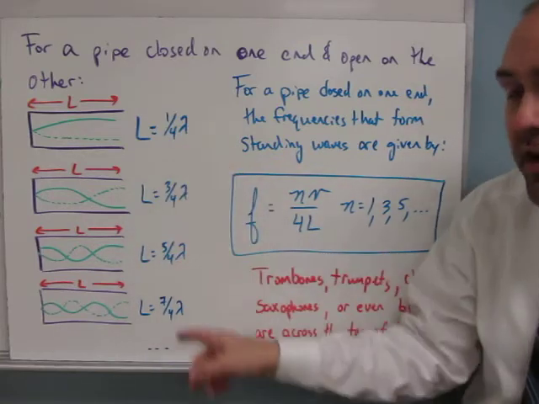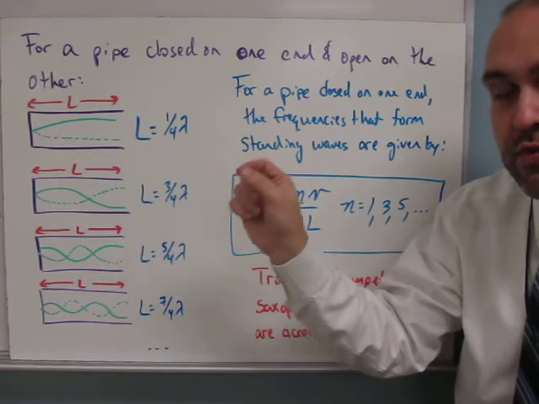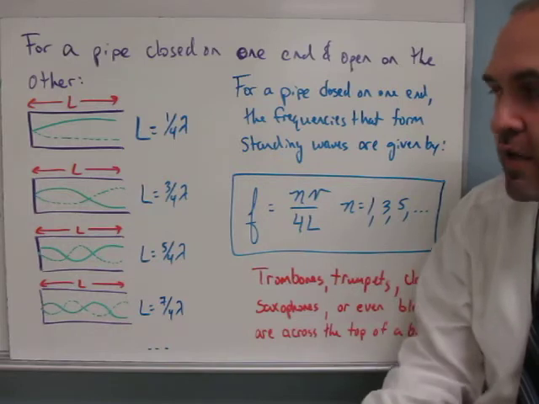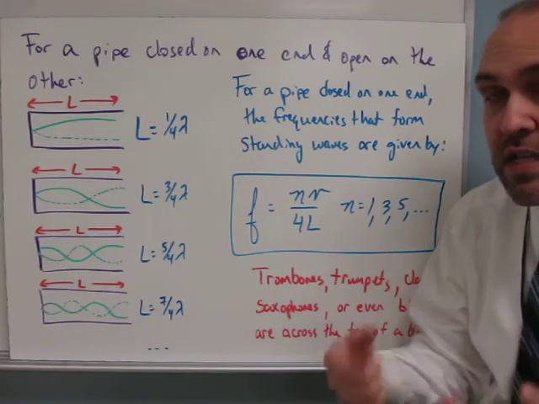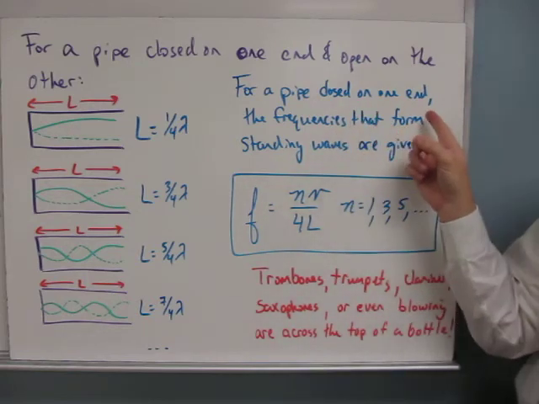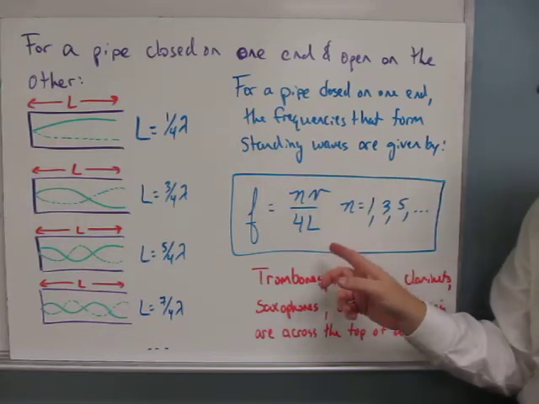You'll notice here that the pattern is different. It goes not by 1/2, 2/2, 3/2. It goes 1/4, 3/4, 5/4, 7/4, and so on. So it's a bit different. If we did the analysis again, like we've done previously, we would find that for a pipe closed on one end, the frequencies that form standing waves are given by this equation. So this is a bit different.